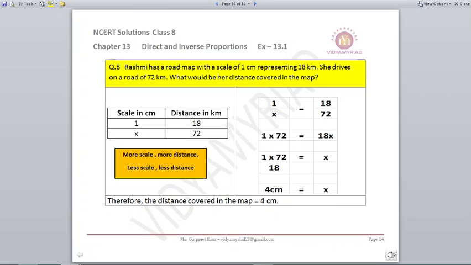So just cross multiply. 1 upon x is equal to 18 upon 72. Always write down in a tabular form, so your question will never get wrong. Write it in tabular and then just cross multiply after identifying that this is a direct proportional case. So x comes out to be 4 centimeters. So when distance covered is 72 kilometers, then the road mapped with a scale will be 4 centimeters.